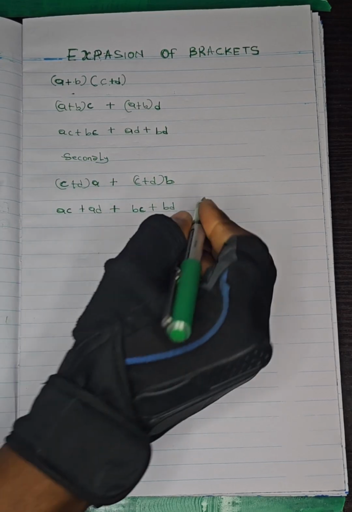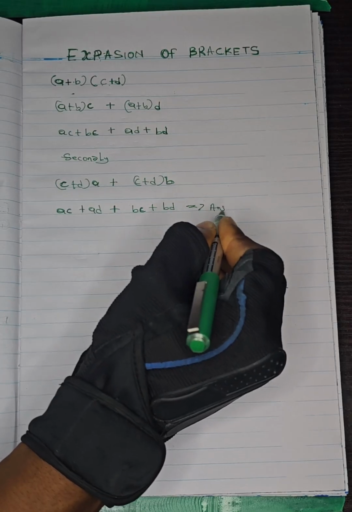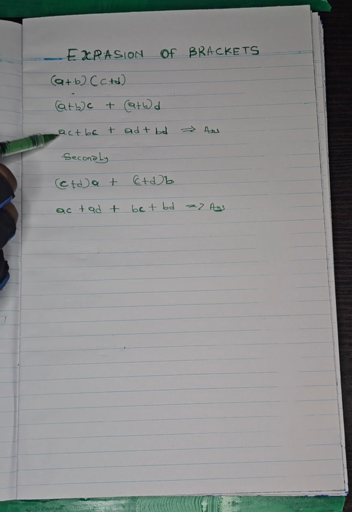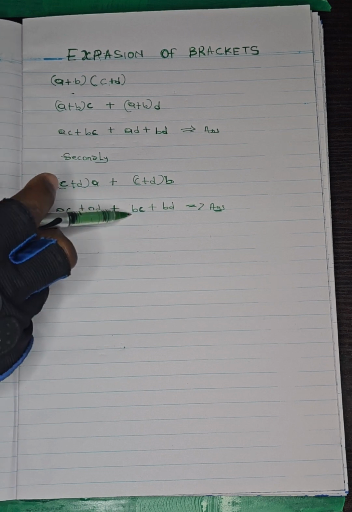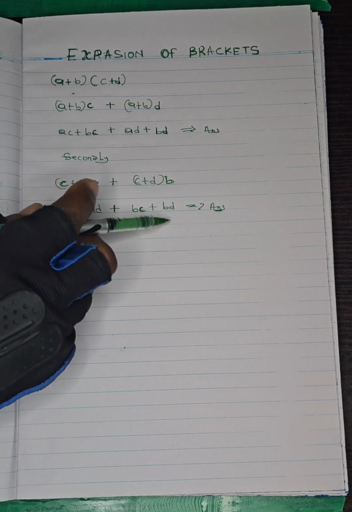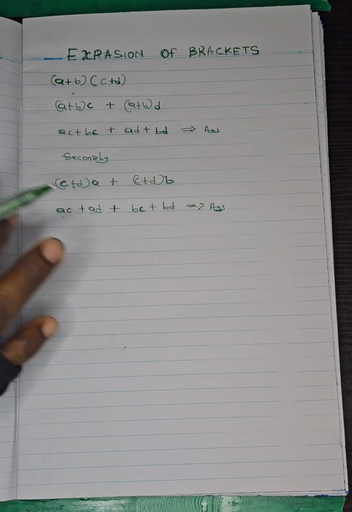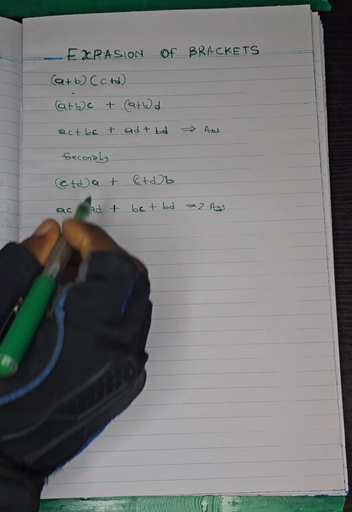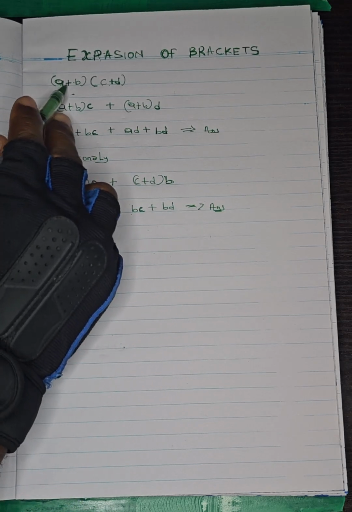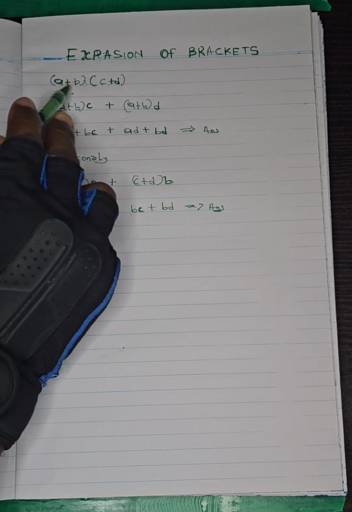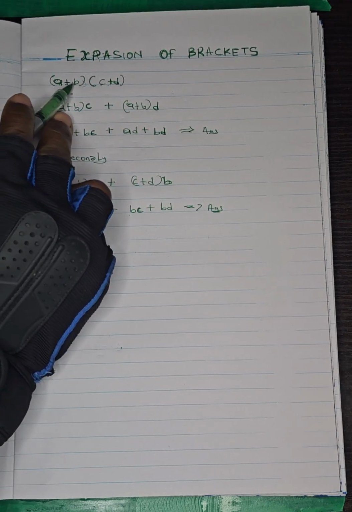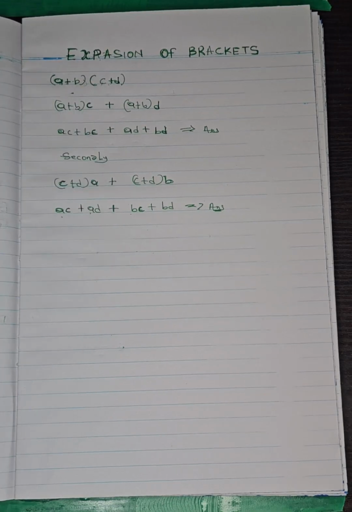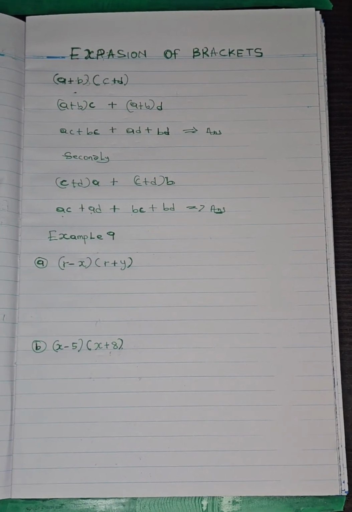Now, this is your final answer for the second one, and this is your final answer for the first one. So by the time you check, you see that both of them are the same: AC, BC, AD, BD. They are just reorganized, but it's still the same since we are dealing with addition. So in general, if you have this plus this multiplied by c plus d, simply multiply them: use what is in one bracket, multiply what we have in the other bracket. Let's solve some examples.